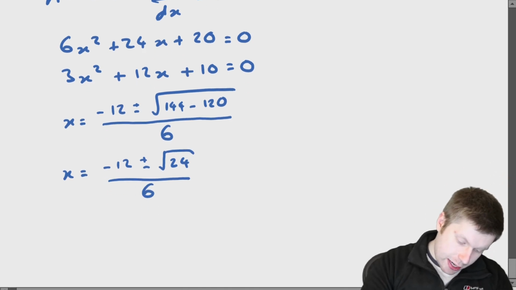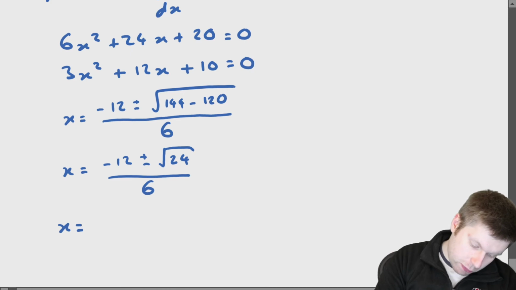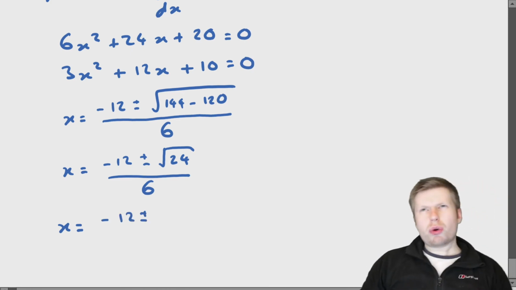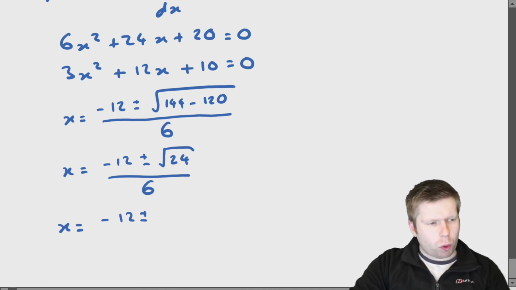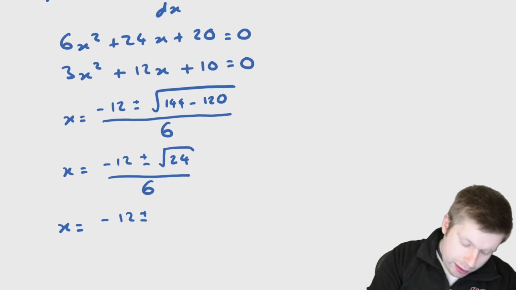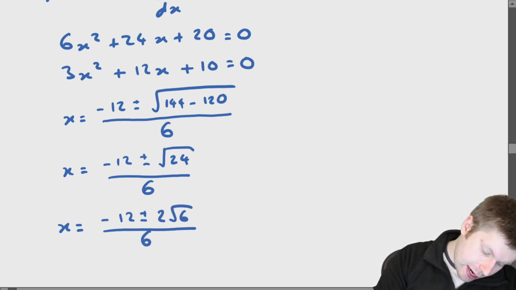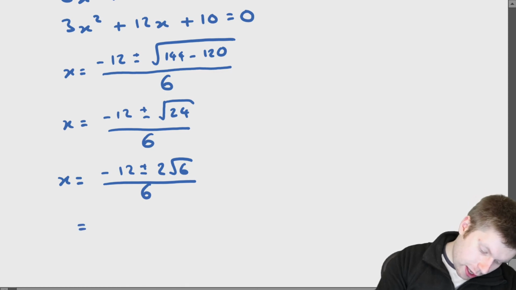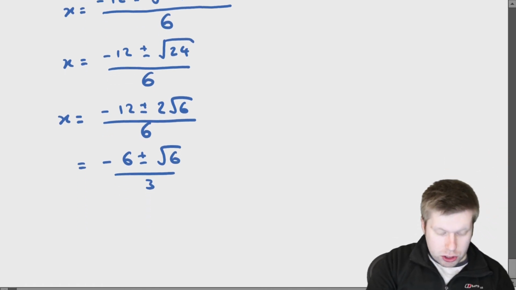All right, fine. So let's have a look at this then. Can I do any more simplification? Possibly. That's negative 12 plus or minus the square root of 24. Does that break down? I think it does. It goes into 4. So 4 times 6, for example, that'll be 2 root 6, all divided by 6 again, and I can divide through by 2. So therefore, I get negative 6 plus or minus root 6, all divided by 3. Okay, so those are my 2 stationary points.